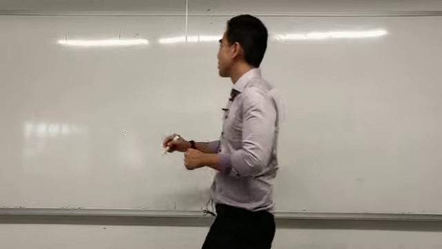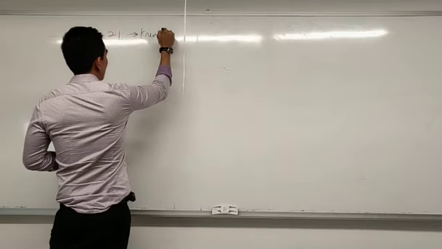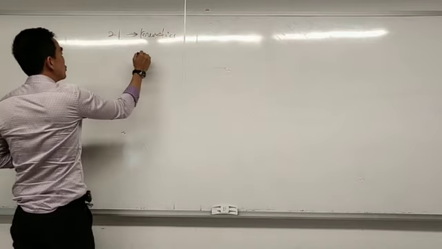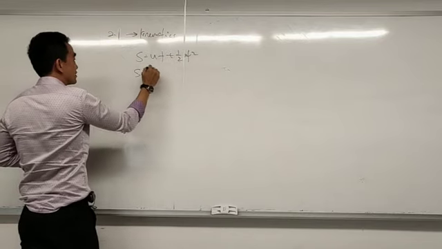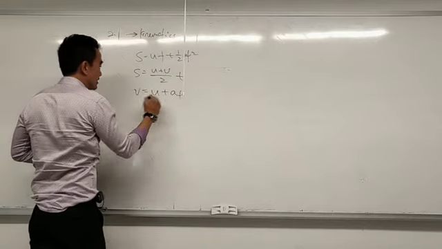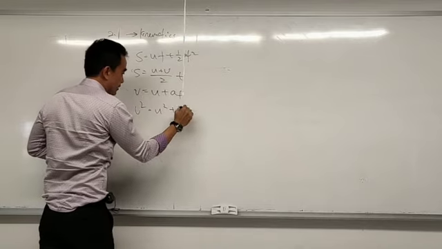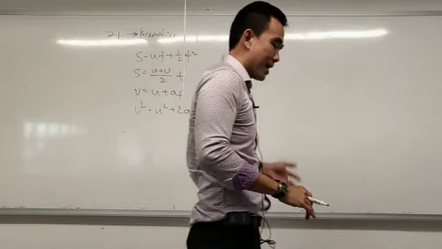Okay, so let's start off with topic 2.1. Now topic 2.1 covers kinematics, and of course it will cover the use of the four equations: s equals ut plus half at squared, s equals u plus v divided by 2 times t, v equals u plus at, and v squared equals u squared plus 2as. Now the equations themselves are not good enough, you have to know how to use them.